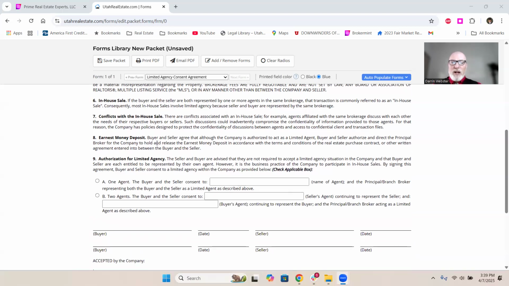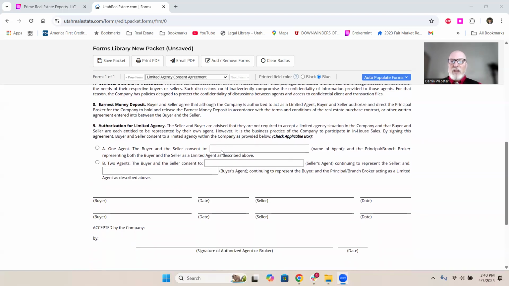Earnest money deposit. We're still going to go for the principal broker here. Obviously, they're going to recommend that the earnest money be held at the brokerage, not the title company. And if there's ever a disagreement over it, then it will ultimately be the principal broker that has to work through that, and that would be Marty.